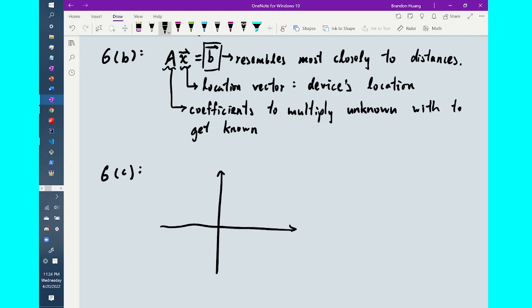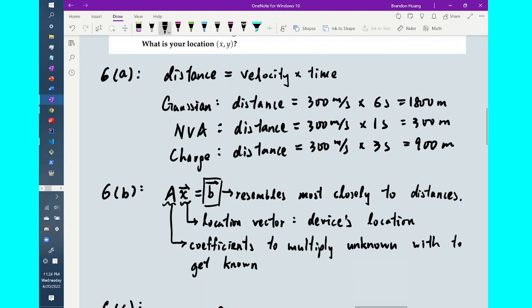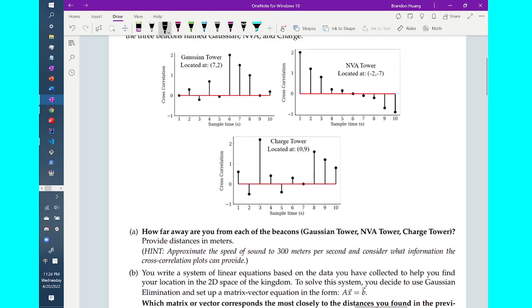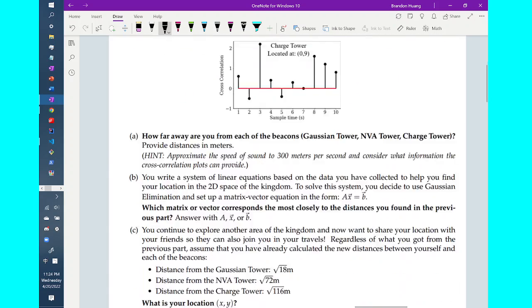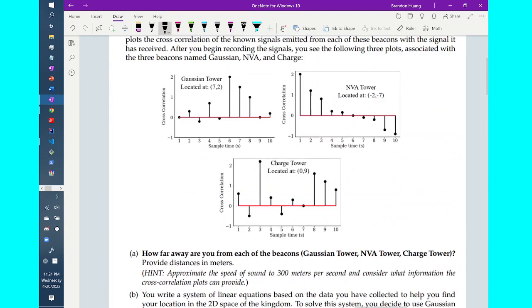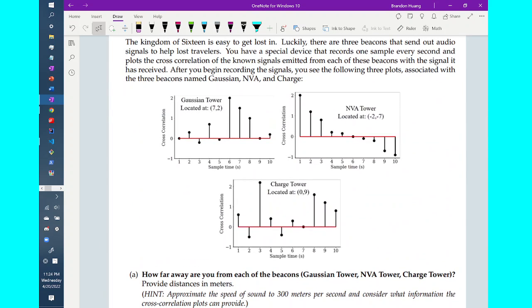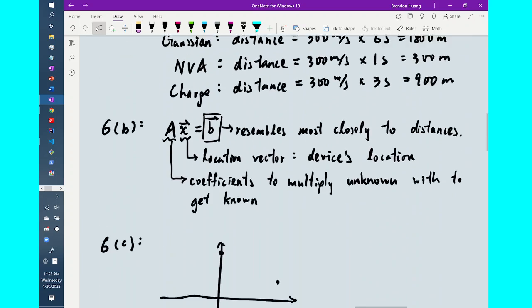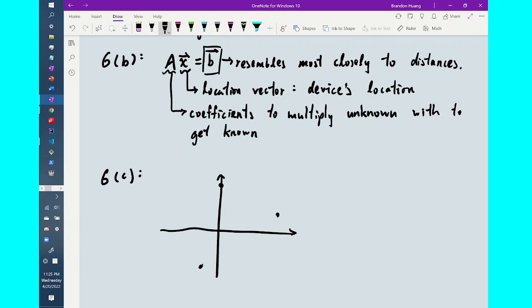So it should be somewhere around here. And I also happen to know that the charge tower is located at (0, 9), while the MVA tower is located at (-2, -7). We know the locations of these three towers, and let's try to label them.